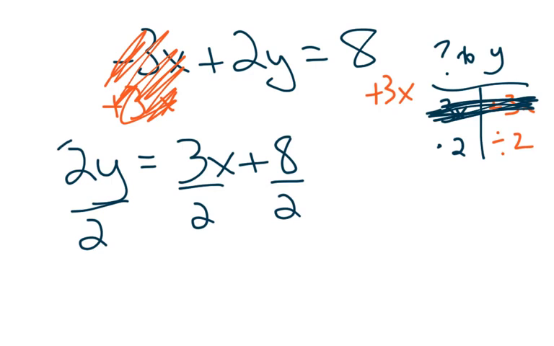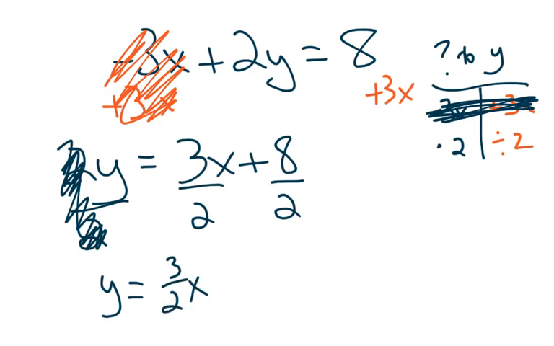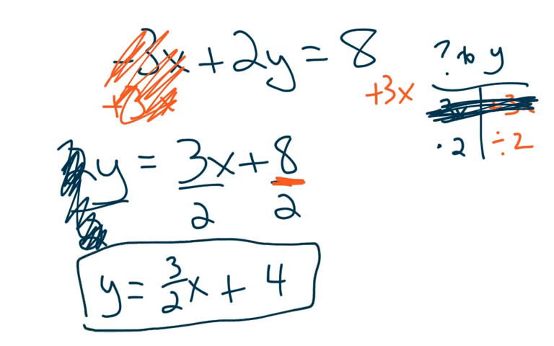These 2's go away, which is why I did it. And then I get y equals 3/2 x, which I could write as 1.5x, but normally for slope, they leave it in a fraction. Now 8/2 can actually be simplified because it's a whole number. Don't forget, this fraction bar means divide, so 8 divided by 2 is 4. So if you can simplify it, especially if it becomes a whole number, you should always try to simplify it. So this is the final answer.